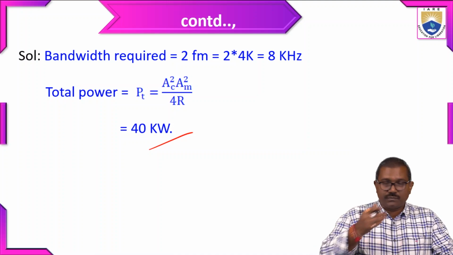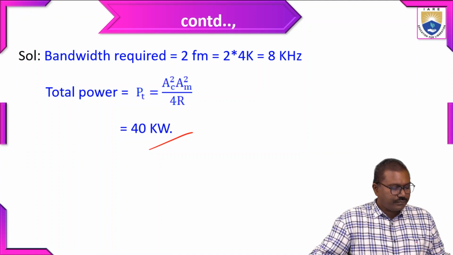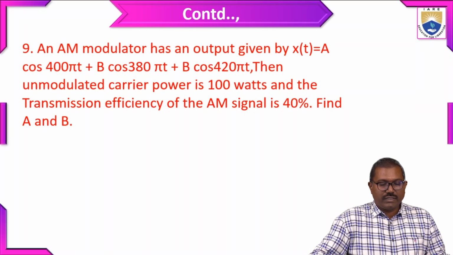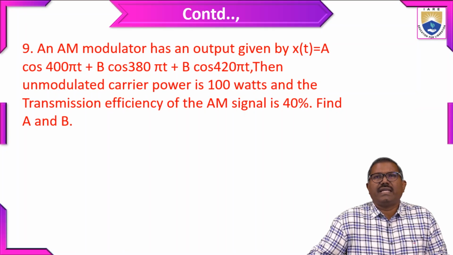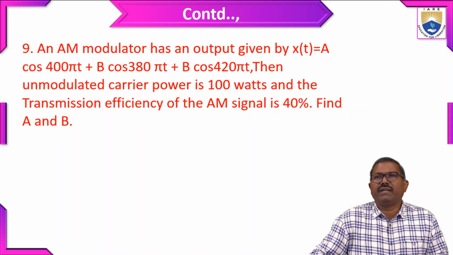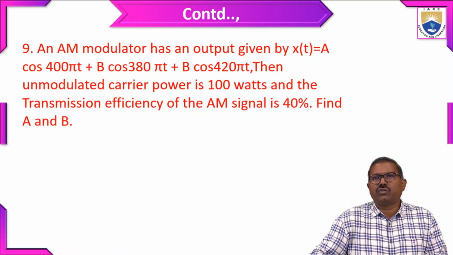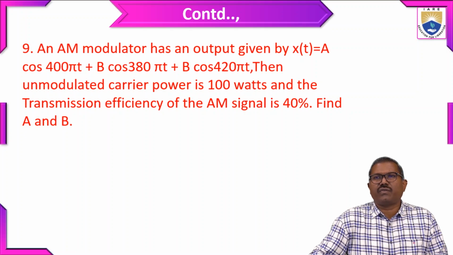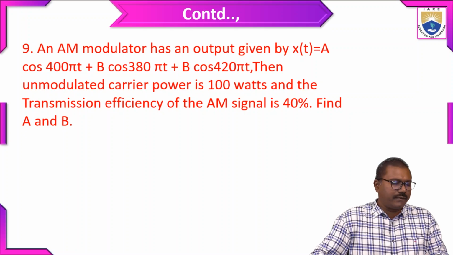Without the calculator, we can't do it. Ninth one. An AM modulator has an output given by x of t is equal to A cos 400 pi t plus B cos 380 pi t plus B cos 420 pi t. The unmodulated carrier power is 100 watts and the transmission efficiency of the AM signal is 40%. Find A and B.